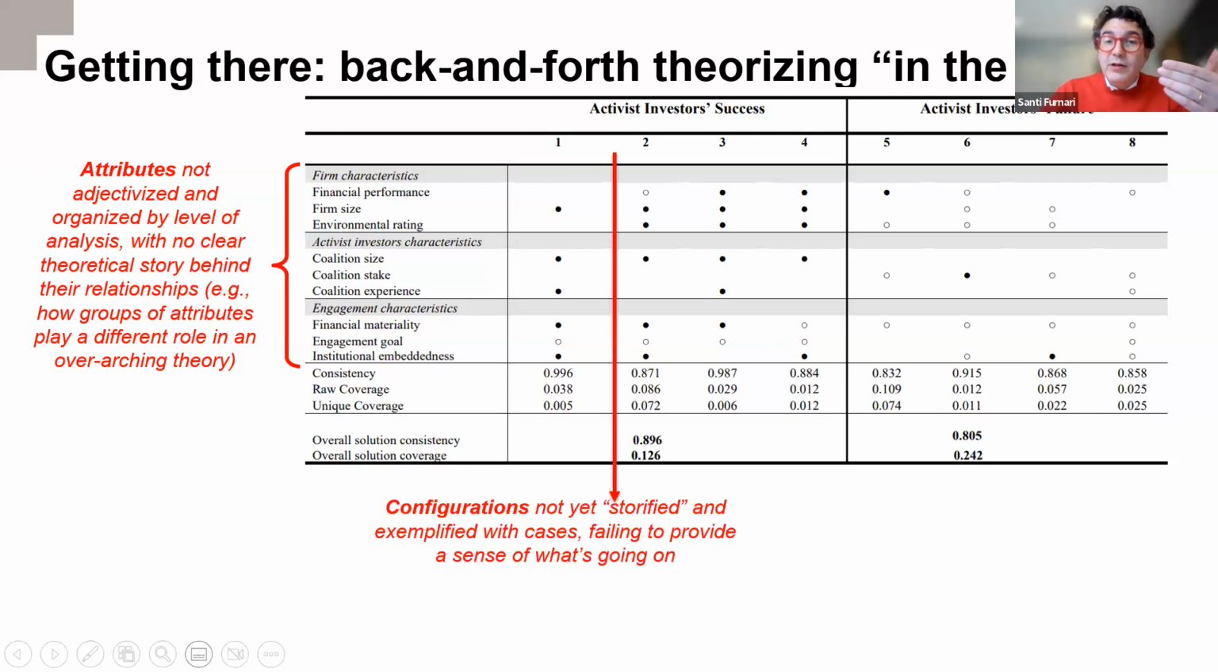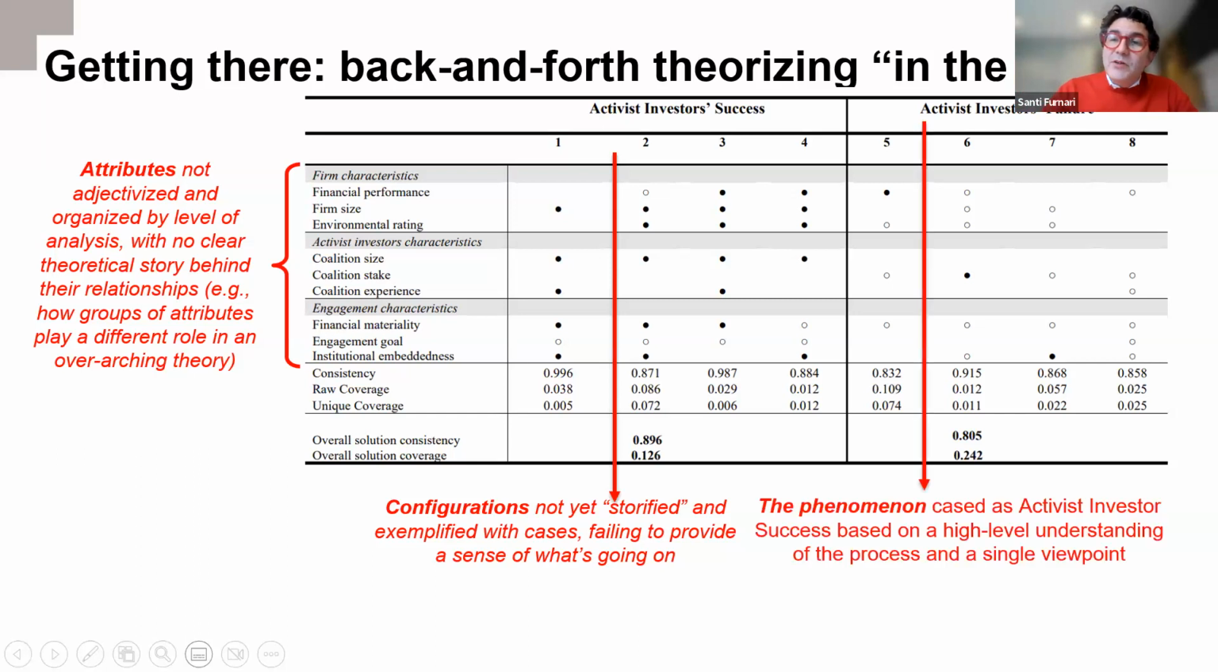What was more, the configurations, you can see 1, 2, 3, 4, were not storified and exemplified with cases. We did not label them, and we did not exemplify them with cases or vignettes that could showcase what was going on in each of those recipes. Because if you have to tell those stories and make them resonate, those recipes or those multiple explanations, as I was mentioning, you have to have an example or an illustration for people to connect. And we weren't quite at that stage yet.